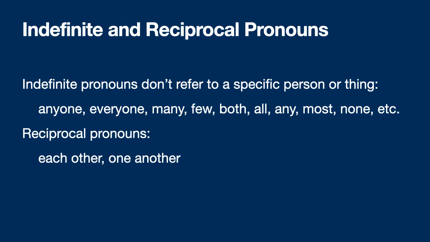Next, we have indefinite pronouns. Indefinite pronouns don't refer to a particular person or thing, it is a bit more vague. So, you have pronouns like anyone, everyone, many, few, both, all, any, most, none, etc. These are all examples of indefinite pronouns.